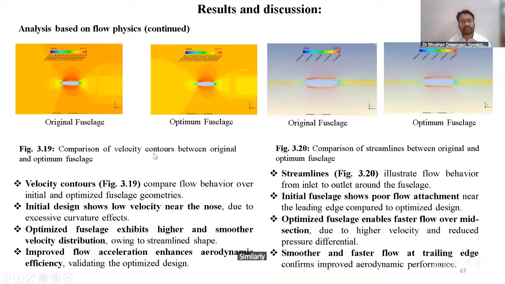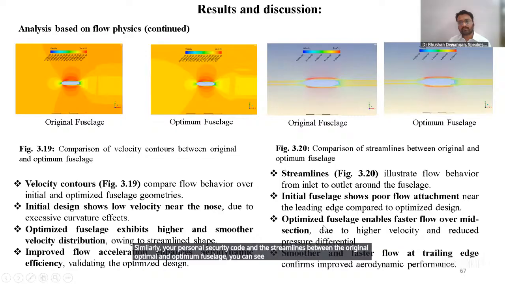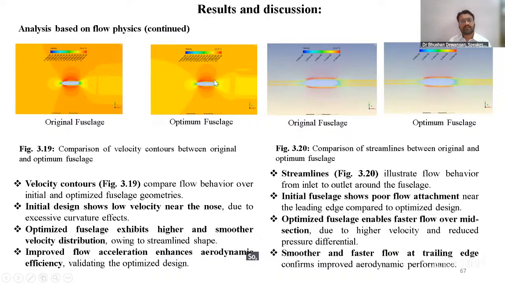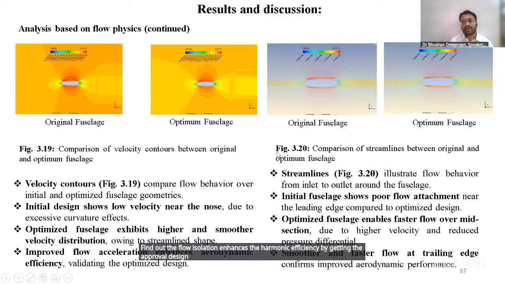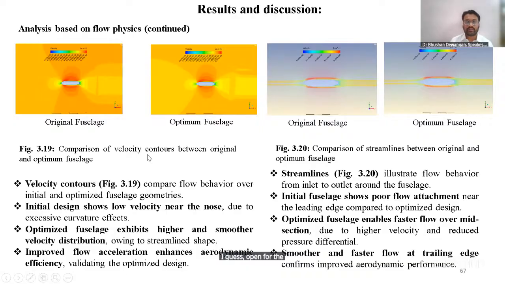Similarly, here are the velocity contour and the streamlines for the original and optimum fuselage. The results are very close, but I compared them and found that the flow acceleration enhances the aerodynamic efficiency of the optimized design. And in the streamlines, between the original and optimum fuselage, a smoother and faster flow at the trailing edge confirms the improved aerodynamic performance.